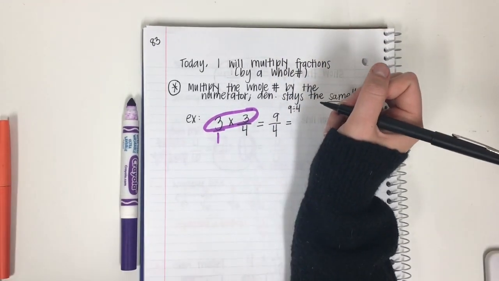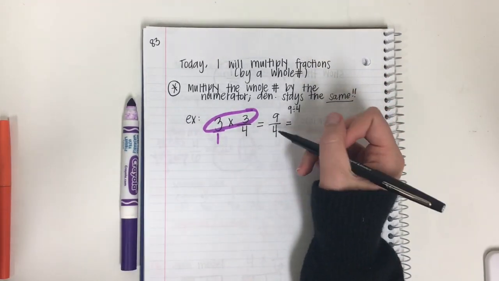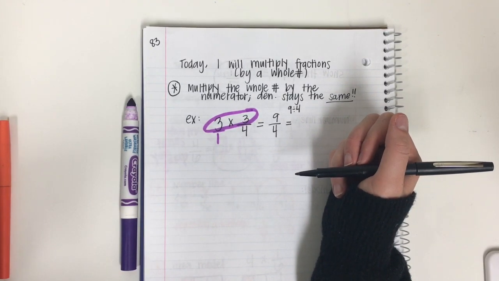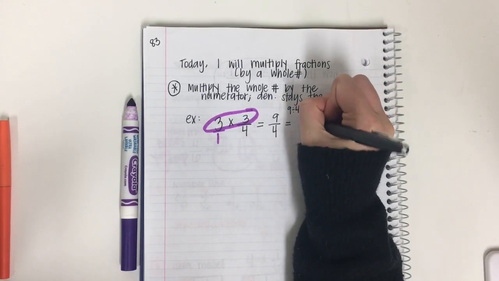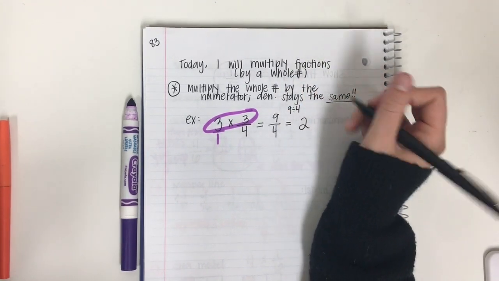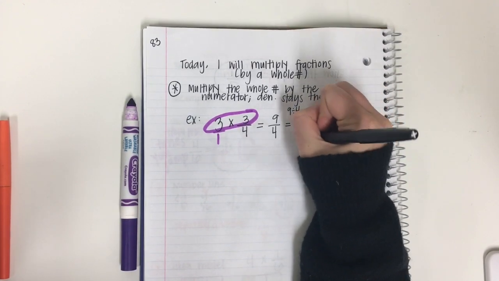Okay? So quick thing to think about. If it's 9 divided by 4, how many times can 4 go into 9 without going over? 2, right? And what's left over? 4 times 2 is 8. 1 is left over, so we have 2 and 1/4.